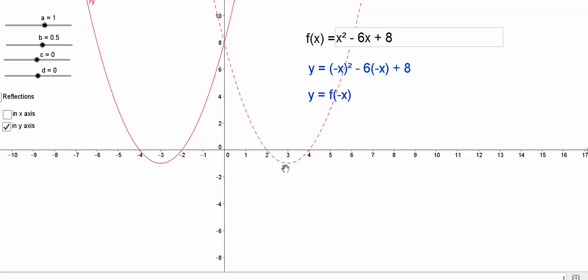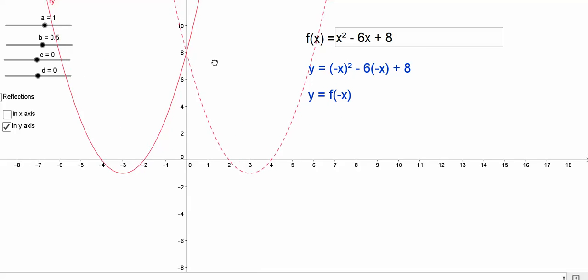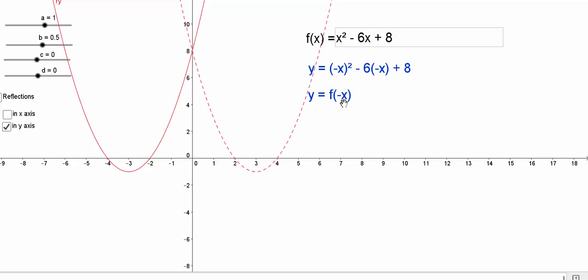y value of a point on the reflected graph is the same as the y value of the negative x value. So when x is minus 3, we have the same value as when x is plus 3. So f of minus 3 is f of 3, which is the value here on the original graph. So the graph of the transformation is given by f of minus x. So we're making the x value negative.